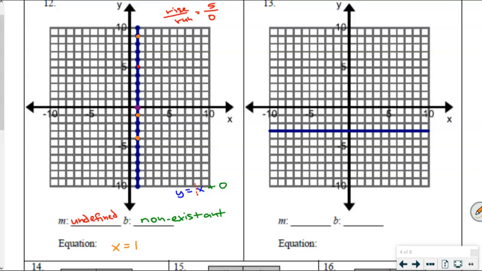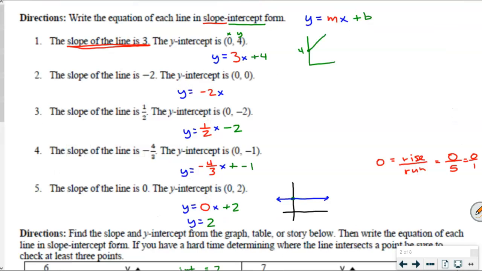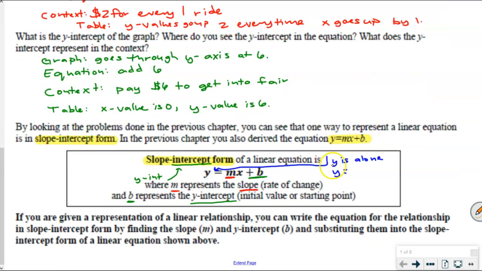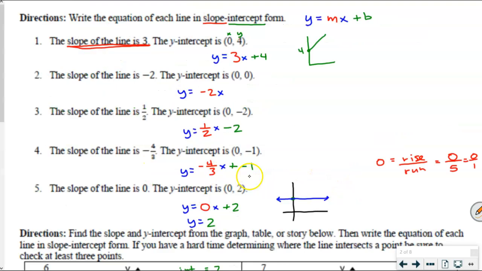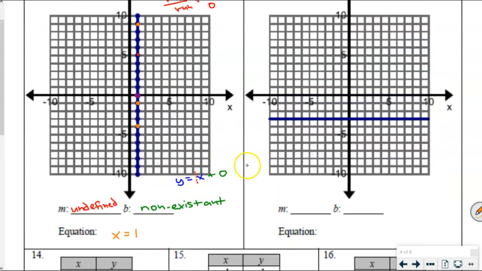This is different, right? Why is this different? Remember how back here I told you the y is alone. We're always going to have a y equals. But if y is alone when we have a y equals, that means that we have to have a slope and we have to have a y-intercept. And what do we have here? No slope, or an undefined slope, a non-existent y-intercept, so it cannot be in that same format that we're used to. So we write x is equal to 1.